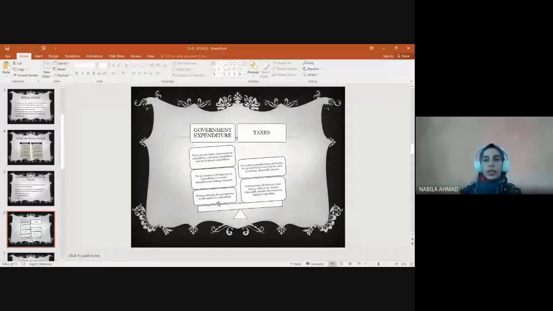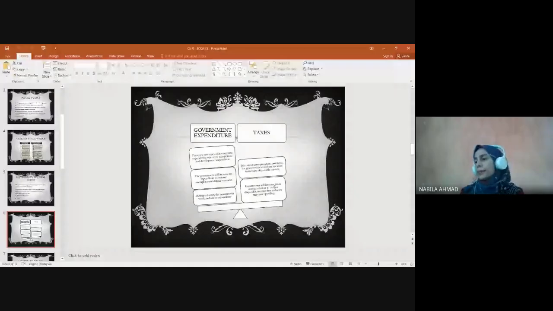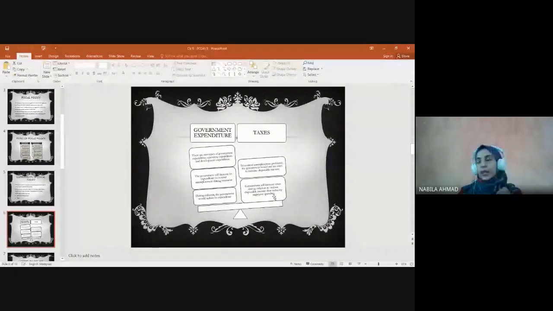Untuk taxes pula, to control unemployment problem, government would cut tax rate to increase disposable income. Okay, and government will increase tax during inflation to reduce disposable income. Right. Jadi, apa pula tax? Tax ni adalah pendapatan terbesar kerajaan. So pendapatan terbesar kerajaan adalah datangnya daripada taxation, tax revenue. Okay, so basically pendapatan kerajaan ni ada tiga. Satu tax revenue yang terbesar, kedua non-tax revenue dan yang ketiga adalah non-revenue receipts.